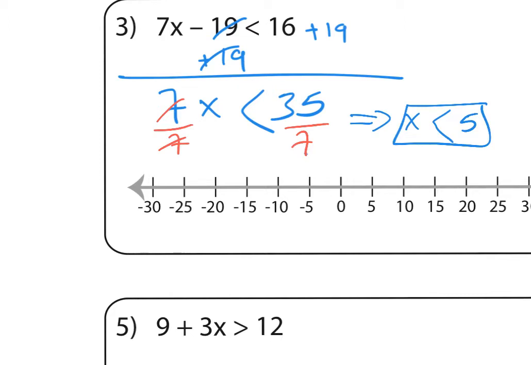All right, to graph the solution here, since 5 is not included because x is less than 5, not equal, it's going to be 5 as an open circle, and all the numbers to the left of 5.